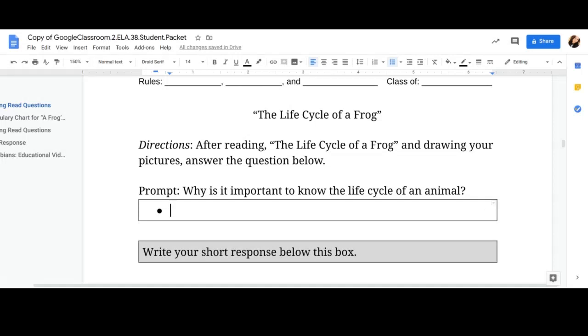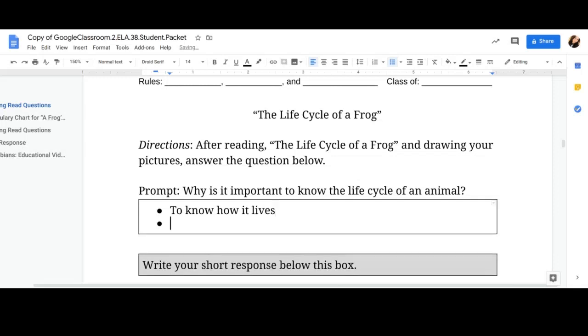All right, welcome back, scholars. Why do you think it's important to know the life cycle of an animal? You can put something as simple as to know how it lives. That's one way. We just want to know how an animal lives. Why does their cycle look different from another animal's cycle? Maybe we did learn this earlier. I don't know how many of you remember this word. Maybe to help out the ecosystem. So you can say help the ecosystem.